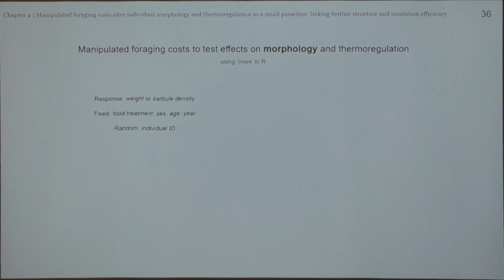As fixed effects, I included the food treatment, sex, age, and also year, because I measured them across 2 years, and random term individual identity. And then for the thermoregulatory metrics, it's all the same effects, but each of them was measured in separate years, so I don't need to fit a year effect because they were all measured once each.